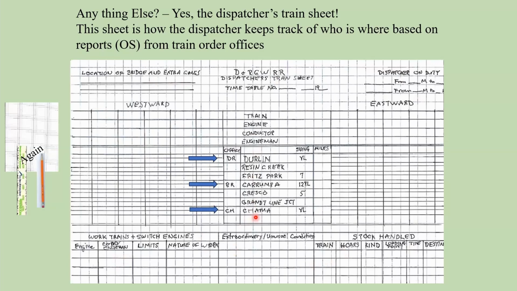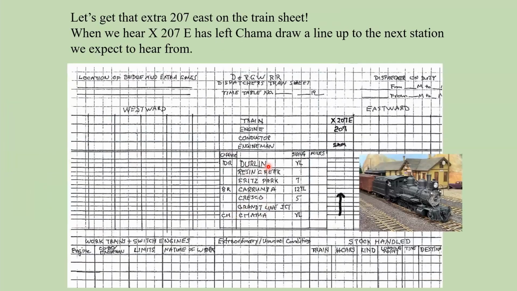Now, the three items with the arrows on them are important because these are the only stations at which an operator is on duty. That's at Chama, that's at Corumba, and that's at Durlin. There's places in between where things can happen on the railroad, but nobody's on duty there. The dispatcher can't communicate with anybody, and that's it. But you can have things happen at those locations. So let's get some things on a train sheet here.